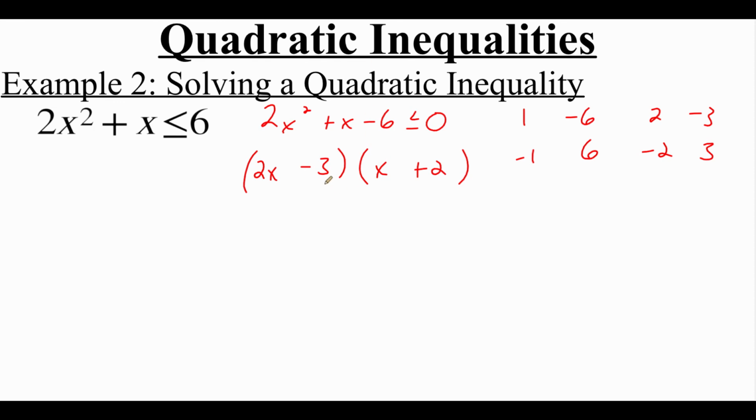And I'll show you the check real quick. In the middle, if we multiply those together, we would get negative 3x. And on the outside, if we multiply those together, that would give us 4x. And if we combine those, we do get that positive x in the middle.